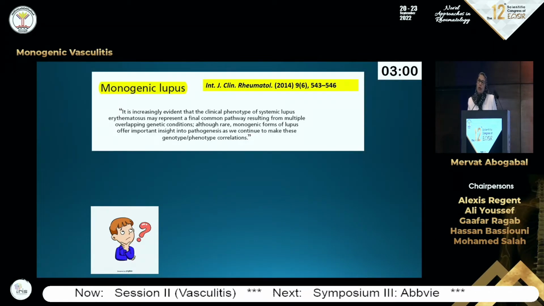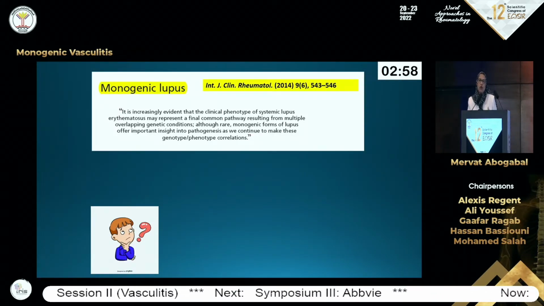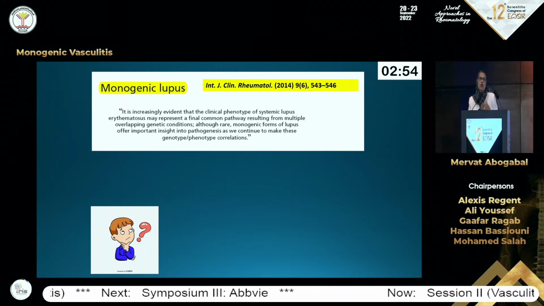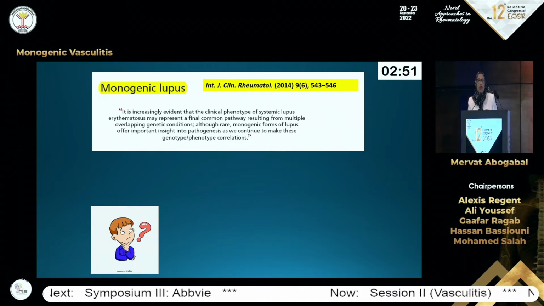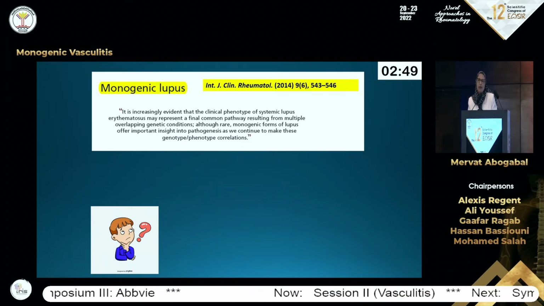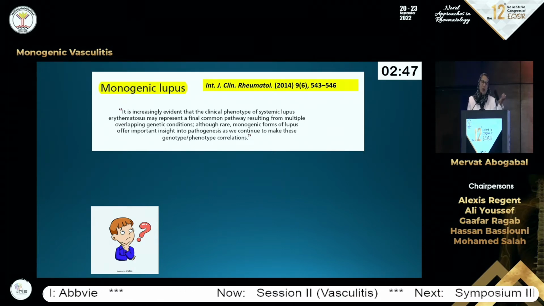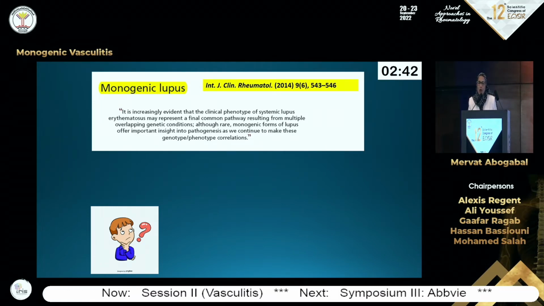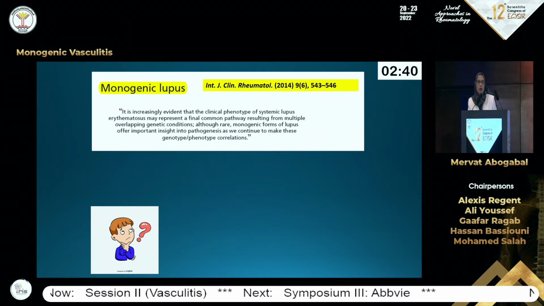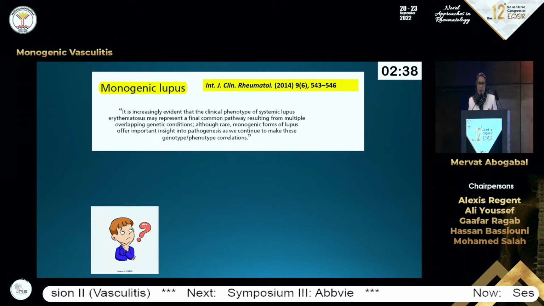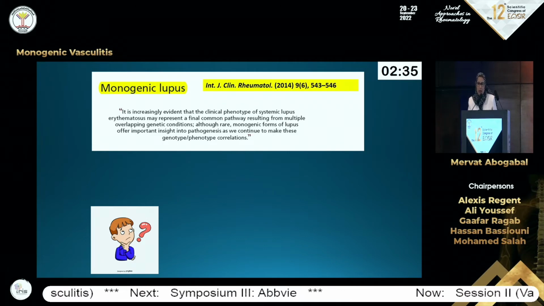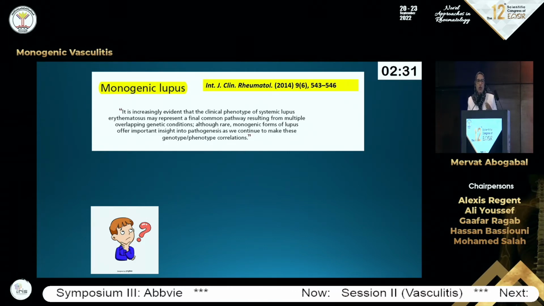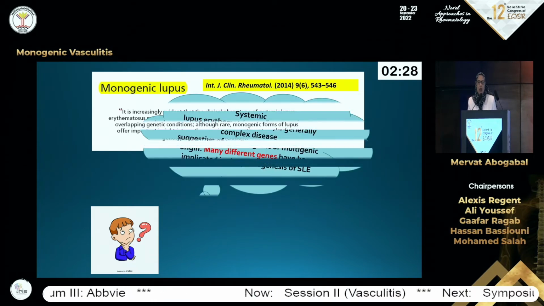One of you will say vasculitis as a rheumatologic disease is a rare group of diseases. What about monogenic variants? They will be more rare. Yes, more rare. What about systemic lupus erythematosus, which is a more common rheumatologic disorder? Since 2014, the concept of monogenic systemic lupus erythematosus became present, and many forms of monogenic variants of systemic lupus erythematosus, which require more targeted therapy, were discovered.